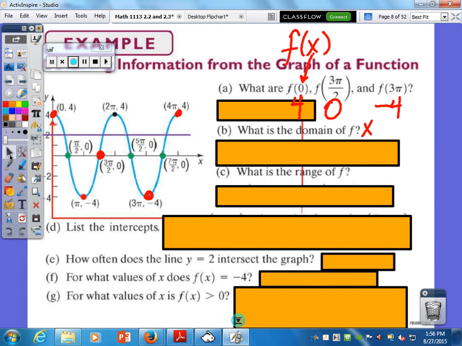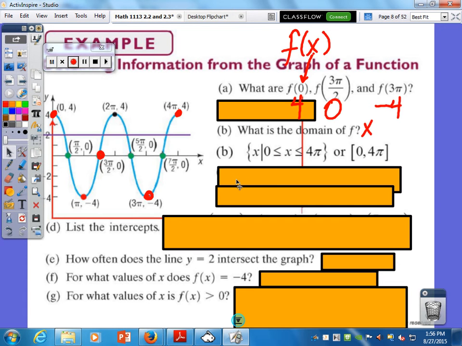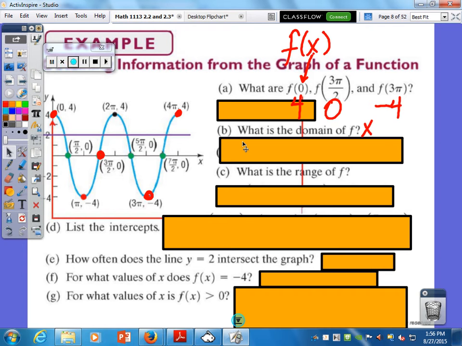So my domain, what is the lowest x value over here? 0. What's the highest x value over here? 4 pi. So you can write it in those two different notations. Either this is interval notation on the right here, and this is set notation on the left: 0 is less than or equal to x is less than or equal to 4 pi.